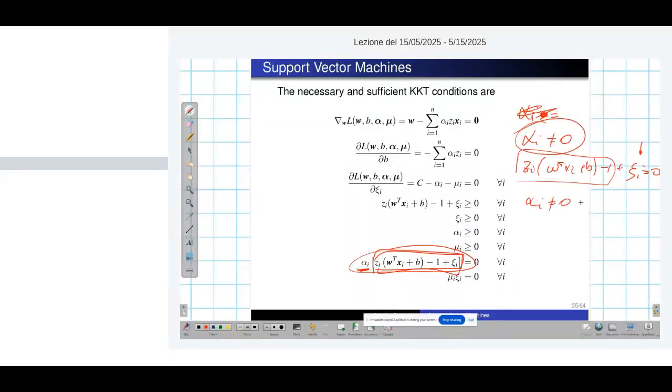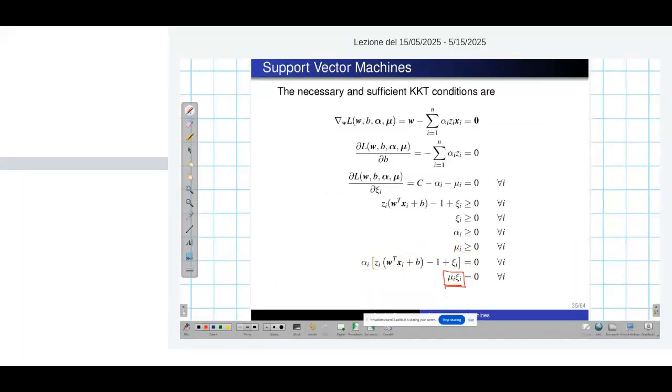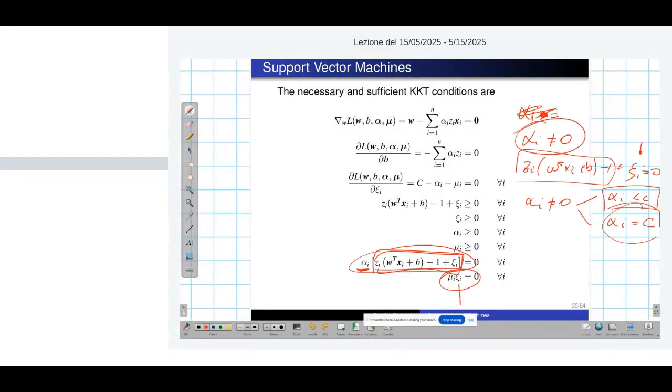Alpha i different from zero, we have two options. Alpha i is still lower than C, or alpha i is equal to C. When alpha i is strictly lower than C, mu i must be strictly greater than zero. By complementary slackness on the xi_i, if mu i is greater than zero, xi_i is zero. So if I have alpha i strictly between 0 and C, then xi_i will be 0 and z_i (w transpose x_i plus b) will be equal to 1. These are supervectors that lie exactly on the boundary of the margin, as before.